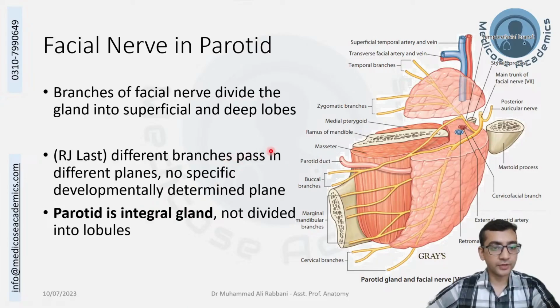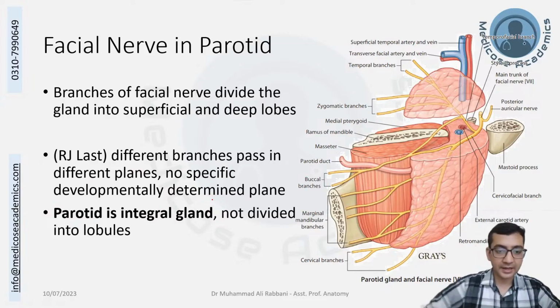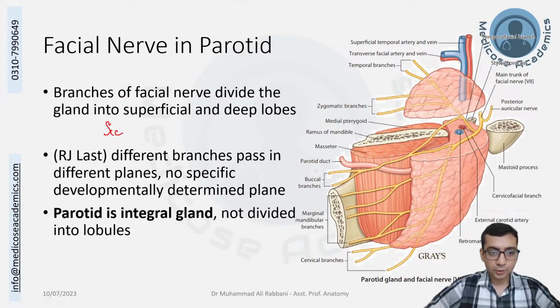So this is the facial nerve, and the superficial and deep lobes are divided by the facial nerve plexus. But the point to remember is this is a surgical landmark. This is not an anatomical division. There is no actual difference between the two parts.